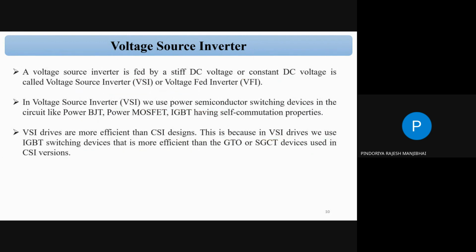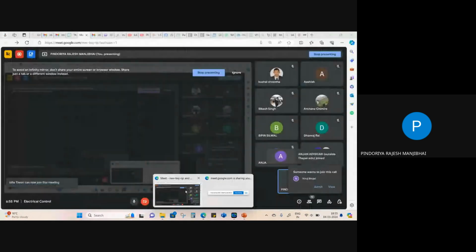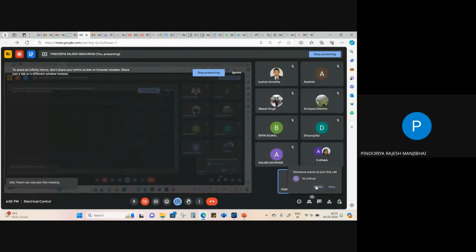Yes, a voltage source inverter fed by a stiff DC voltage or constant DC voltage is called the voltage source inverter or voltage fed inverter. In the VSI, we use power semiconductor switching devices in the circuit like BJT, power MOSFET, IGBT. Yes, we have to use controllable semiconductor switches, and whenever we say controllable semiconductor switch, it means there are firing pulses. So we can say we have to use a three terminal device, and then we can operate your inverter.